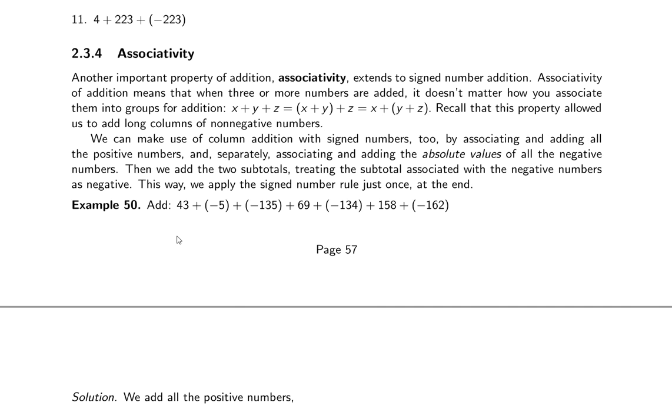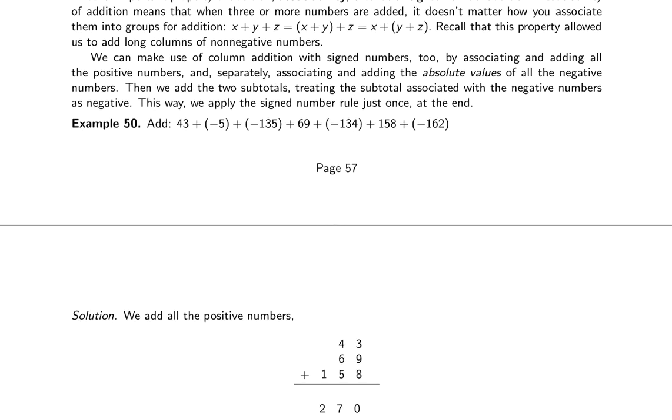One thing I forgot to mention. If you're adding a lot of signed numbers, a nice way to do it, since addition is associative and commutative, you can move all the negative numbers to the right, all the positive numbers to the left, and add all the positive numbers first. So here, for example, these are the positive numbers. If you add these first, you get 270.